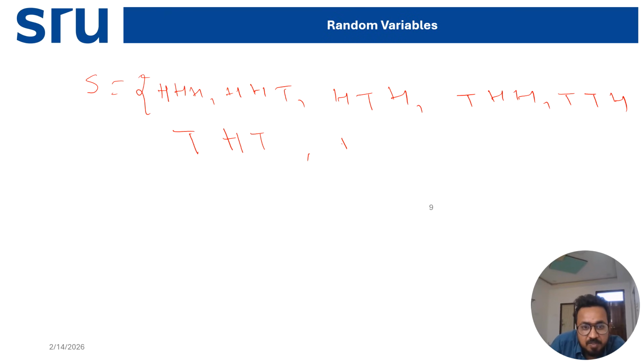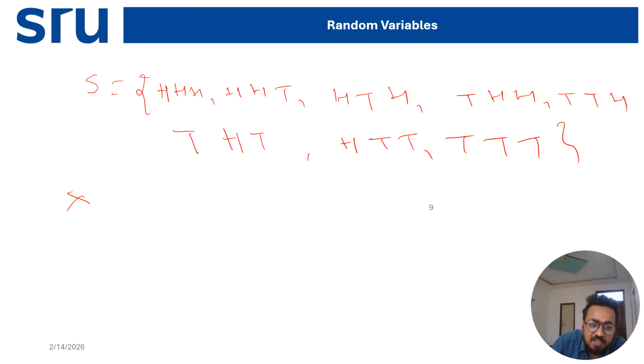Now head, tail, tail, tail, tail, tail. 1, 2, 3, 4, 5, 6, 7, 8. These are the total possible outcomes when we toss three coins simultaneously.